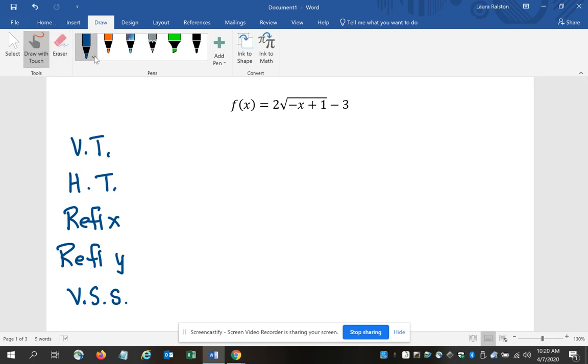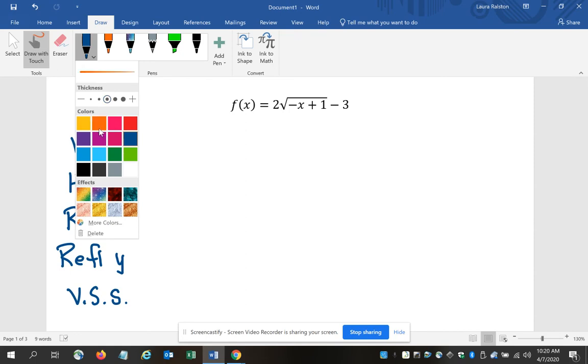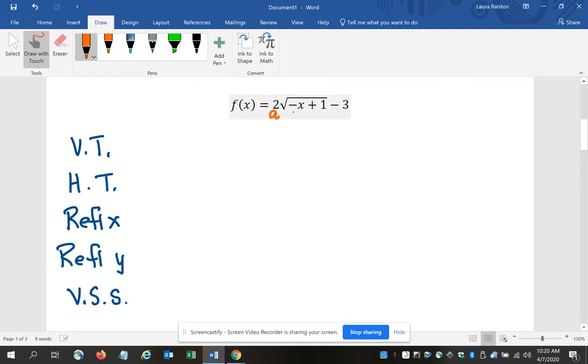Again, if we identify the players, A is the number out front, which in this case is 2. B is inside the grouping symbol with the x, which is -1. H is the constant inside, which is +1. And then K is tagged at the end. If we think about our transformations, remember the vertical translation is determined by K. Since it's minus 3, we go down 3 units.